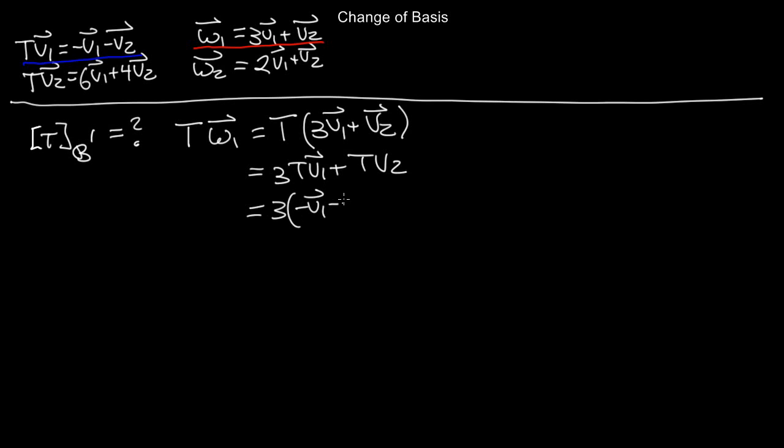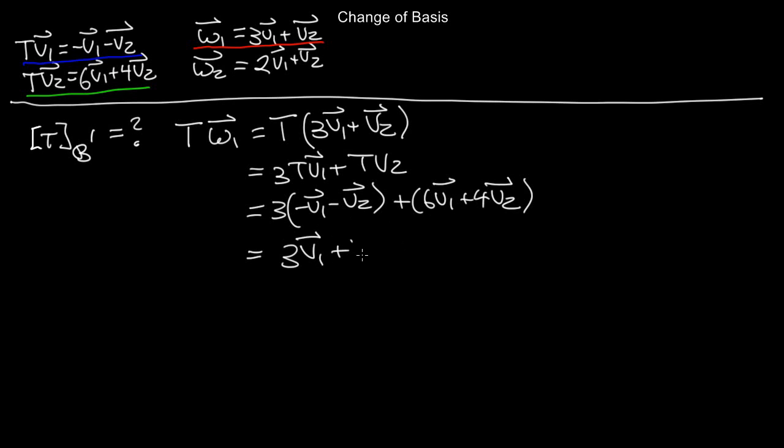3 times minus V1 minus V2. And you know TV2 is also given. That's up here. So you plug in 6V1 plus 4V2. And that tells you TW1, and you can group terms. Minus 3 plus 6 is equal to 3V1, and minus 3 plus 4 is equal to plus 1 V2.